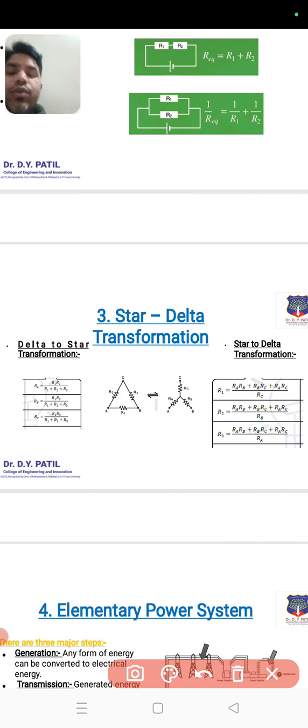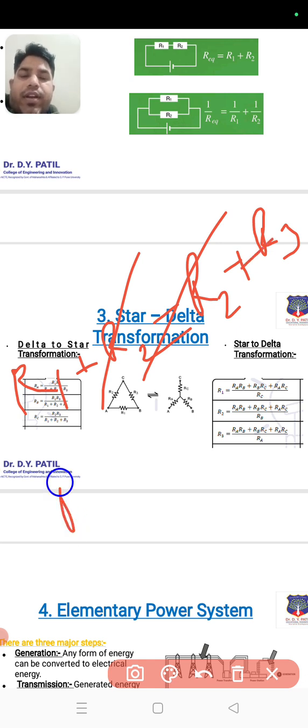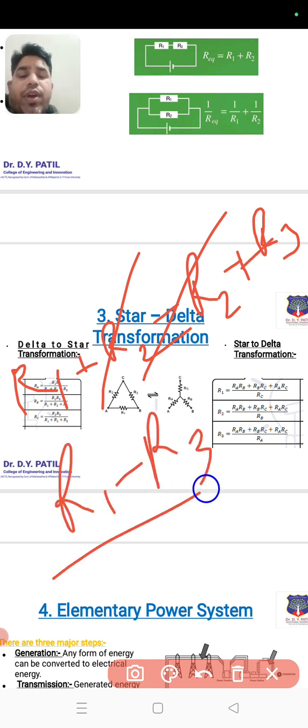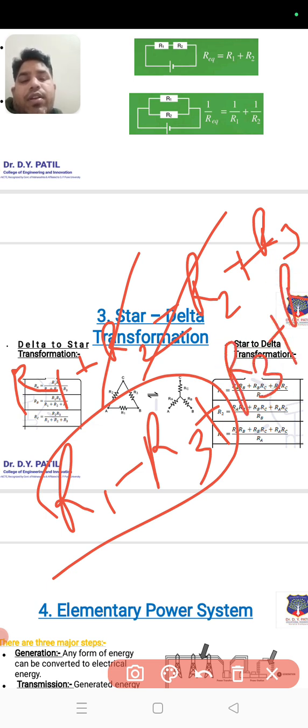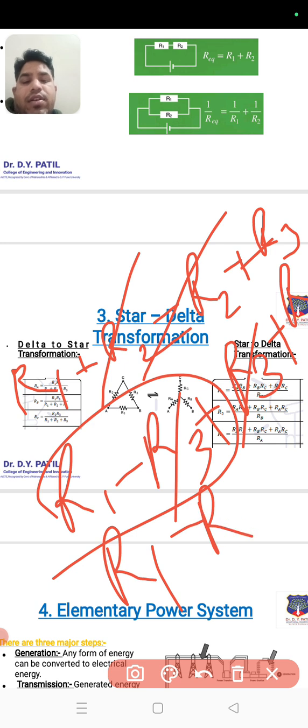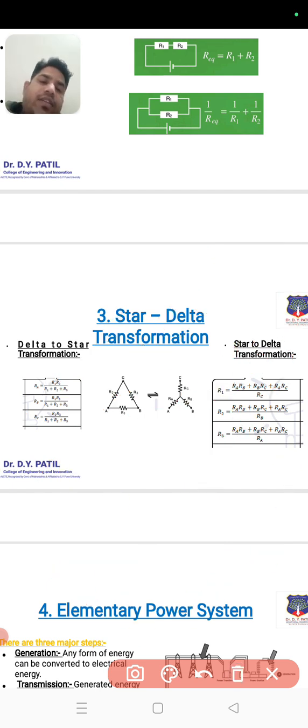Same, what we have to do, R12 minus R2 plus R3, we will get that the 2 gets cancelled, and we will get R1 minus R3. Same, we have to do R1 minus R3 plus R3 plus R1, so we will get R1 minus R2. So we will get at the end the equation on the right side.